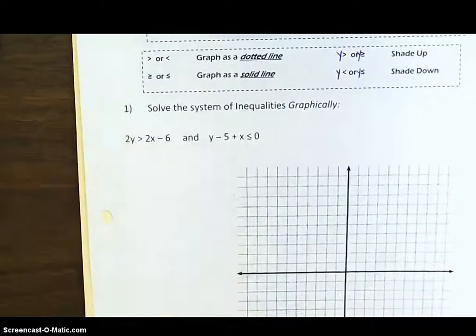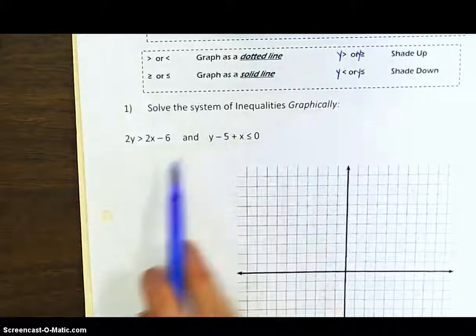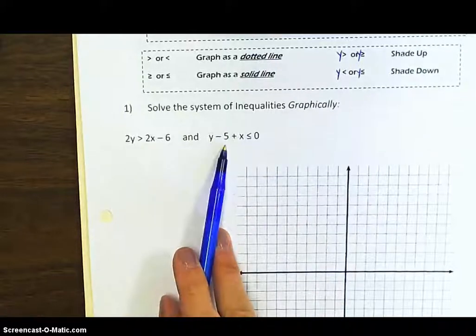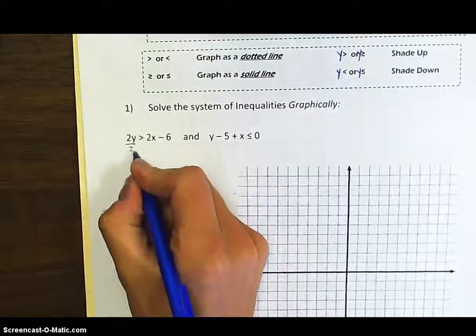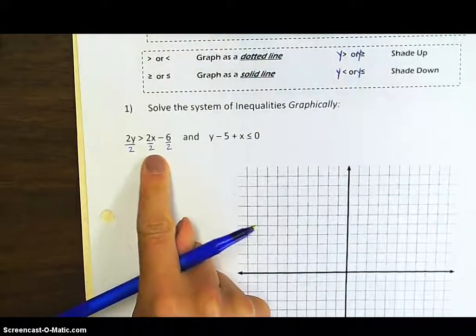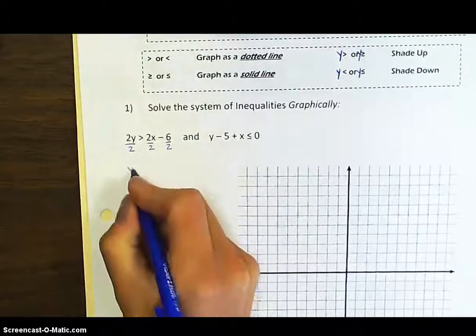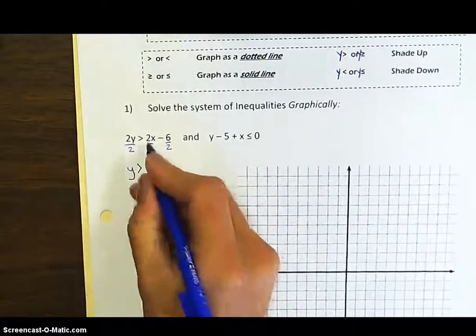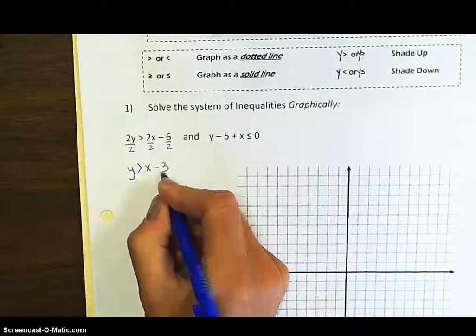So here we take a look. Solve the system of inequalities graphically. The first thing we have to do is make sure our equations are in y-intercept format. So I'm going to take my first equation and divide everything by 2. Now I'm dividing by a positive, so my inequality sign stays the same. Y is greater than x minus 3.